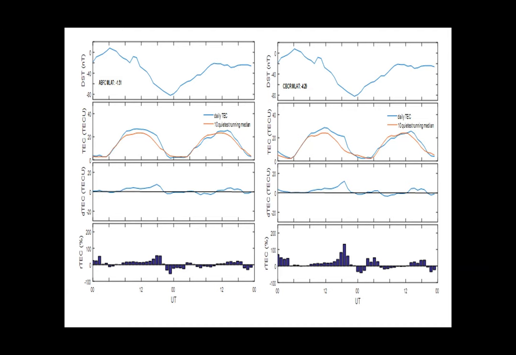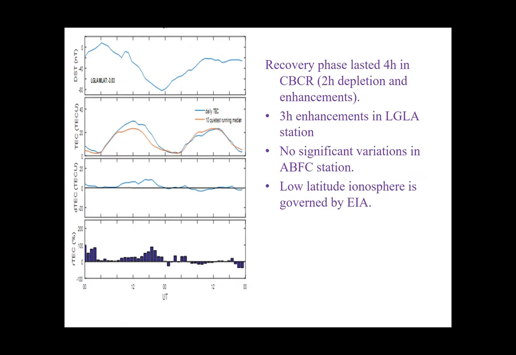Basically they are closer to each other, and you can also see in the next panel that this station shows a quite different result, depicting enhancements there which are greater than 30%. So here you can see that the recovery phase lasted 4 hours in Calabar, which shows 2 hours of depletion and 2 hours of enhancement. The 3 hours of enhancement was also shown in the Lagos station, but there was no significant variation in the Abuja station. Abuja is at -1.51 magnetic latitude.